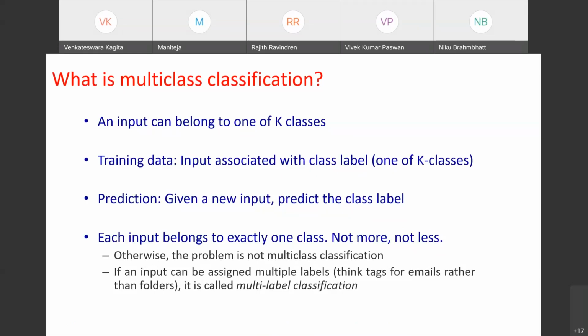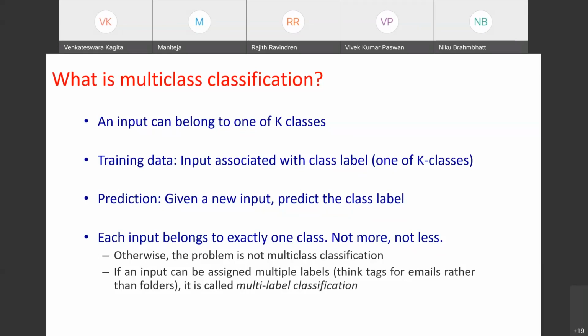So in the case of multi-class classification, an input belongs to one of the k classes, where k is greater than 2. So the input is associated with a class label, one of the k classes, and the prediction is: given a new input, predict the class label from one of these k classes. Each input belongs to exactly one class, not more, not less. If it belongs to more than one class, the problem is different.